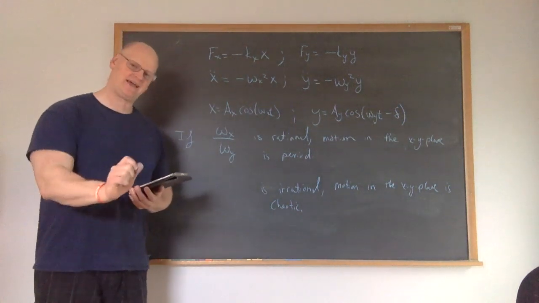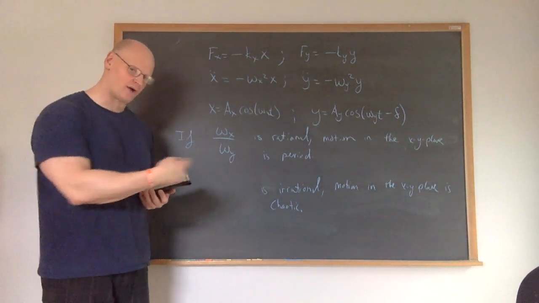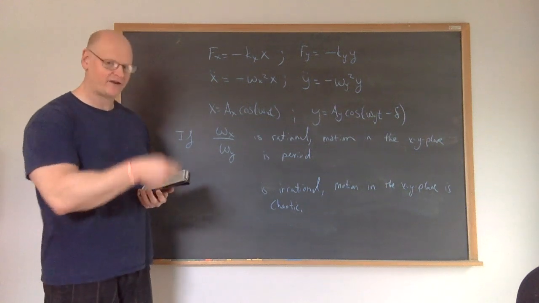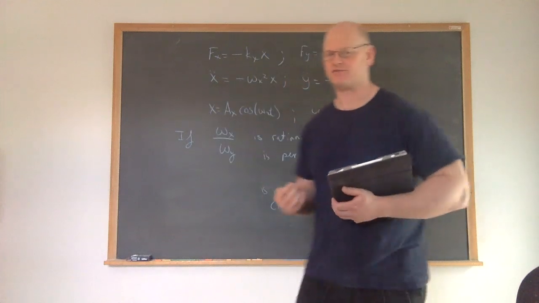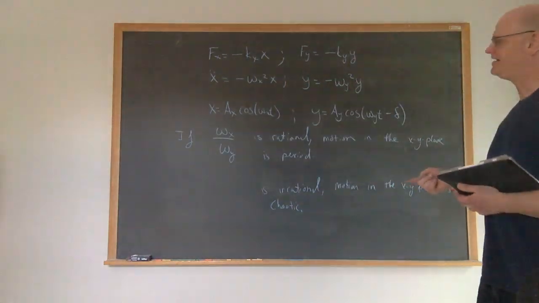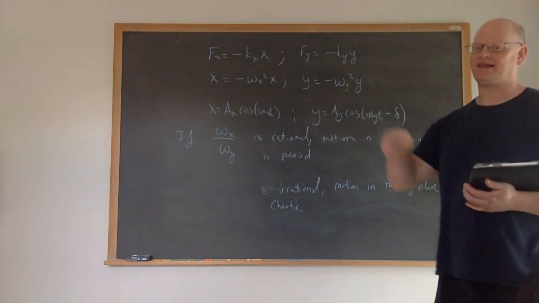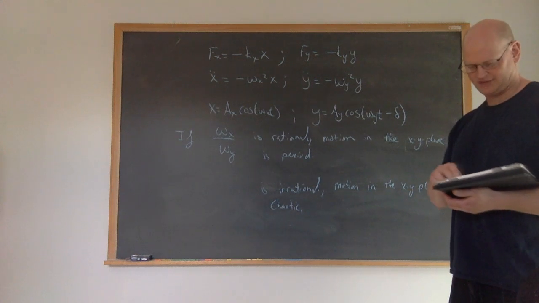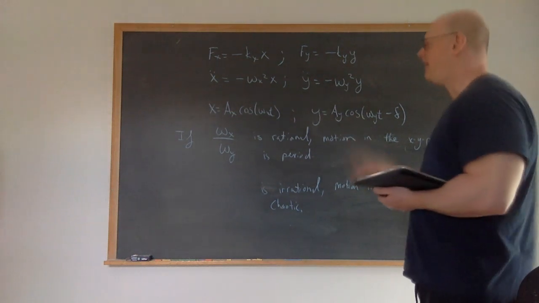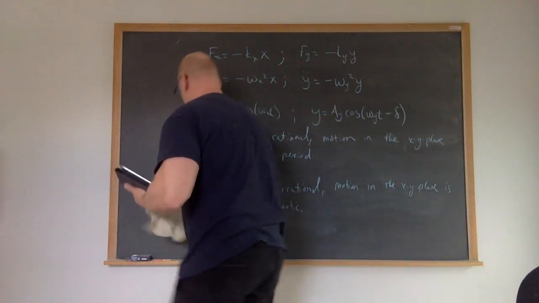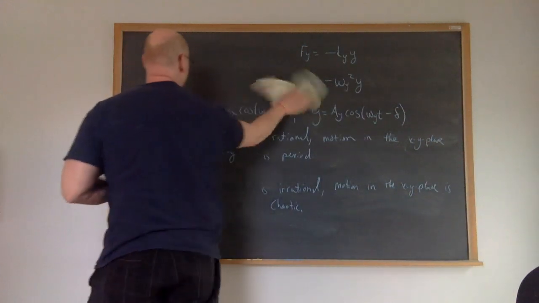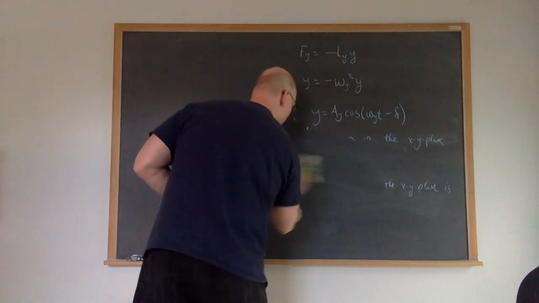That is not to say that it is not periodic in the x direction or in the y direction, because it is simple harmonic oscillation. They are periodic in those different directions. But it's not periodic within the xy plane itself. So what do I mean by that? Let's draw a couple plots and see what this actually looks like.